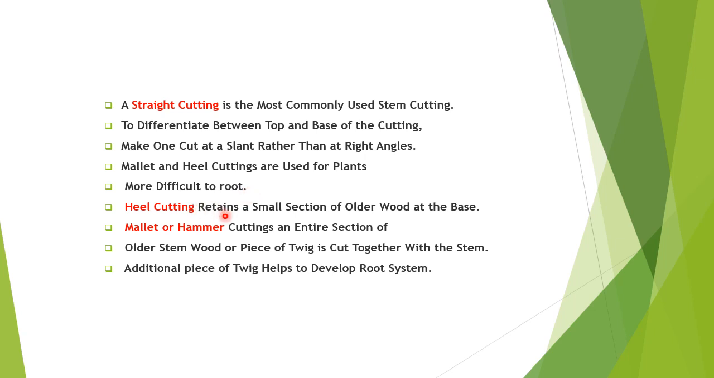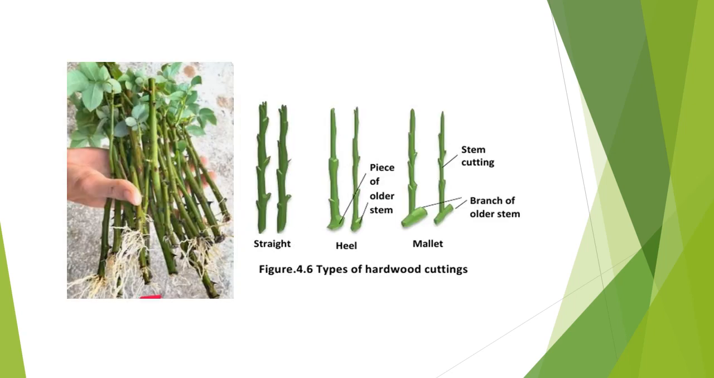Heel cutting retains a small section of older wood at the base. Mallet or hammer cuttings are an entire section of the older stem wood, or a piece of the twig is cut together with the stem. The additional piece of the twig helps to develop the root system. So we have 3 types: straight cut, heel cutting, and mallet or hammer cutting. They can be shown this way.